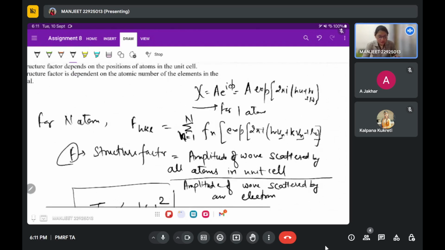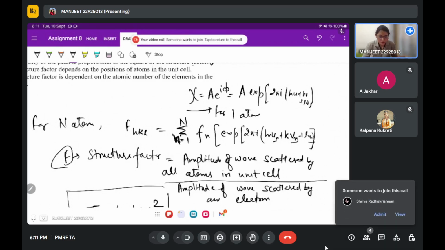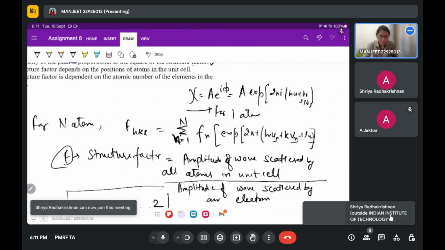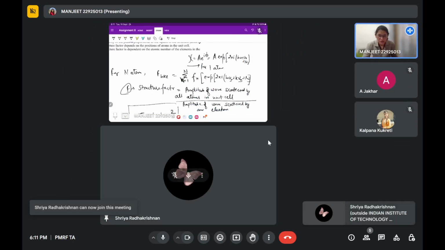So this depends upon where the atom is present in the unit cell, the position of the atom in the unit cell. So uvw basically defines that.